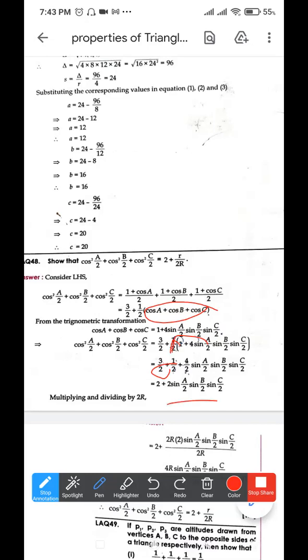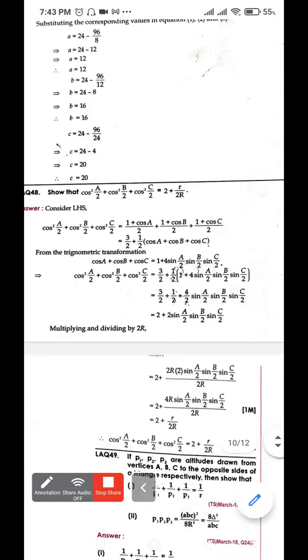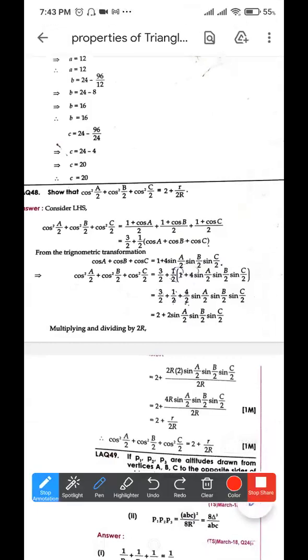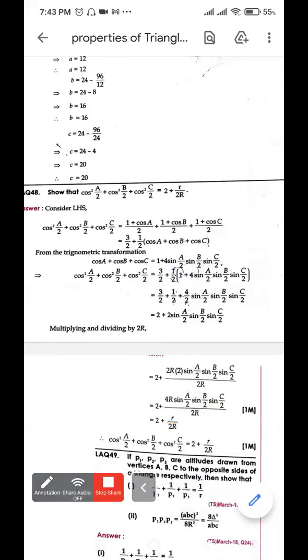Then multiply and divide by R, multiply and divide by 2R. Then 4R sine A by 2 sine B by 2 sine C by 2 will become small r. Okay, 2 plus r by 2R is the final answer.